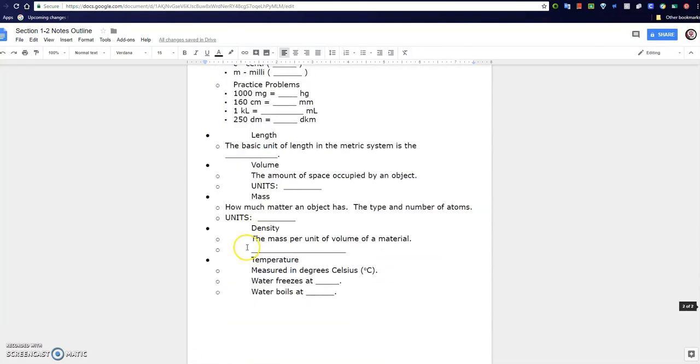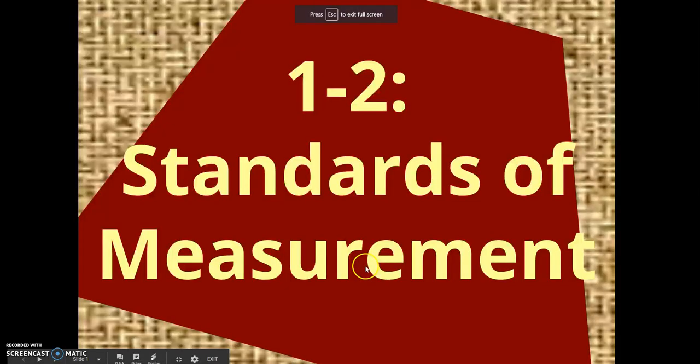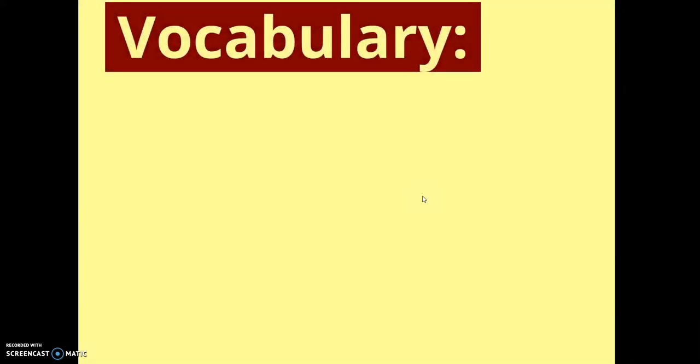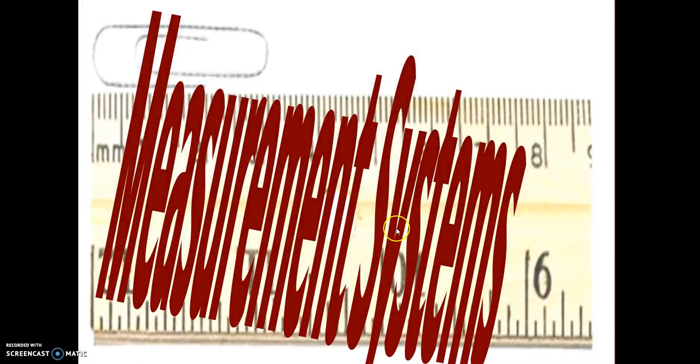All right, in this section, 1.2, we're going to learn how to measure things and learn about the measurement standards. All right, here we go. Vocab for this section, we have standard, SI, volume, mass, and density. Measurement systems.